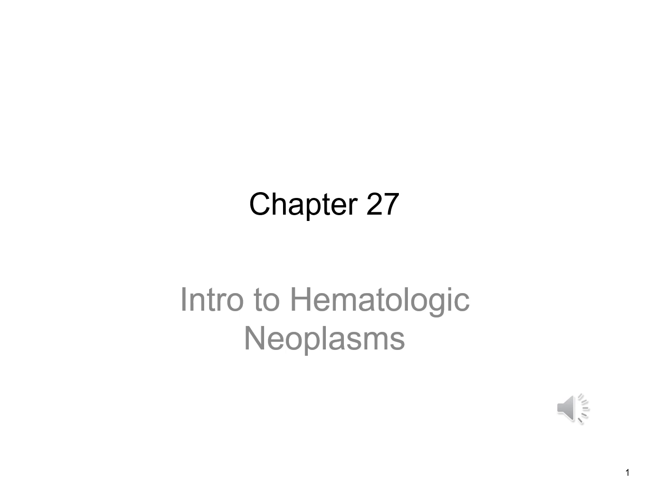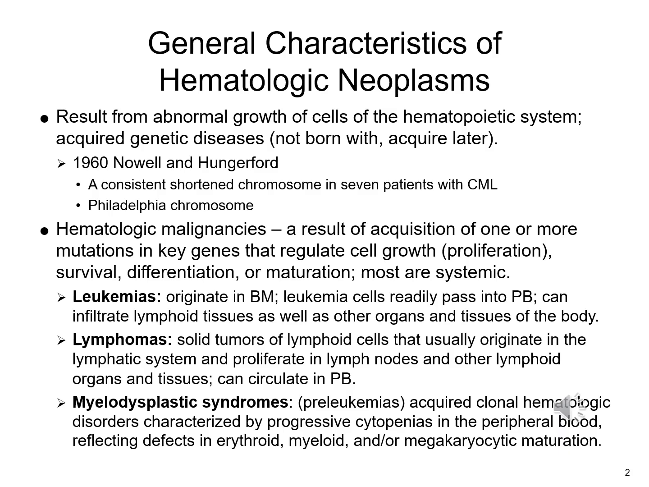This lecture will cover Chapter 27, Introduction to Hematologic Neoplasms. Hematologic neoplasms result from abnormal growth of cells within the hematopoietic stem cell system. They are actually an acquired genetic disease, in which the patient is not born with it, but acquires it later in life.